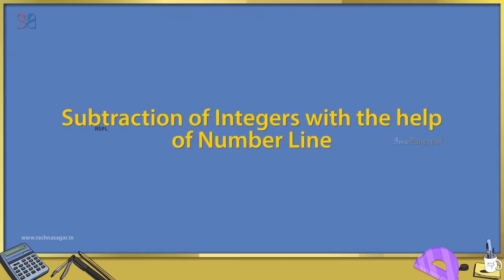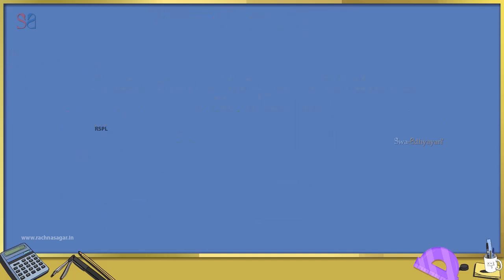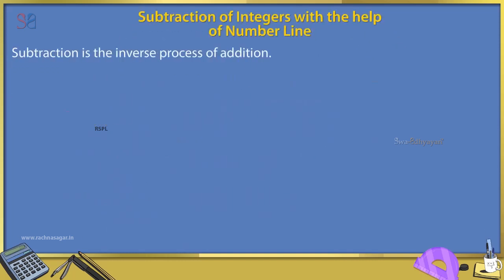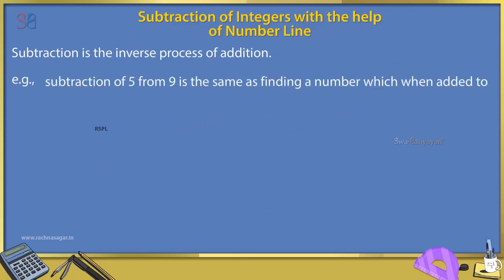Subtraction of integers with the help of number line. Subtraction is the inverse process of addition. Example, subtraction of 5 from 9 is the same as finding a number which when added to 5 gives 9, that is, dash plus 5 is equal to 9? Clearly, the answer is 4.